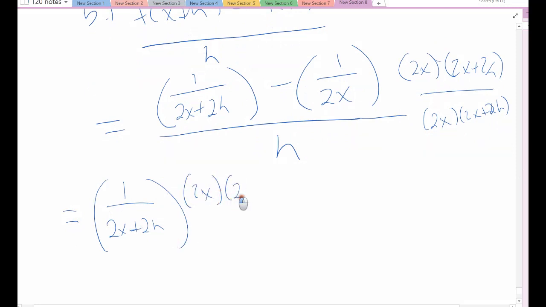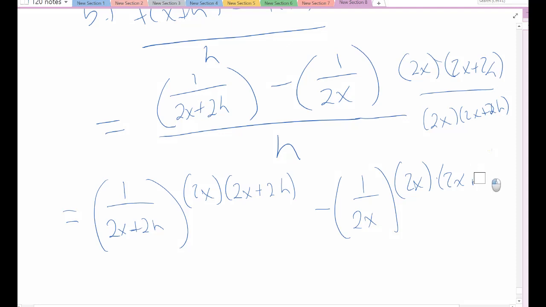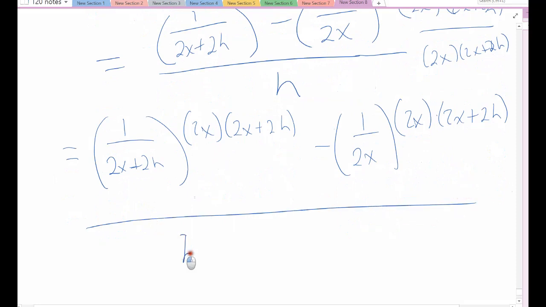So everything gets multiplied by the 2x times the 2x plus 2h. So that's the up top part. And then still on the bottom, I get h times that expression. Keep wanting to forget my 2 in front of the h. All right, so the bottom just stays the bottom. The whole reason we did that is so that this fraction gets gone. That will cancel with that, or reduce. The 2x will reduce with that 2x.